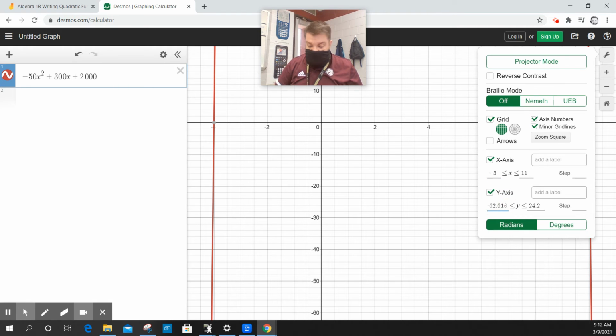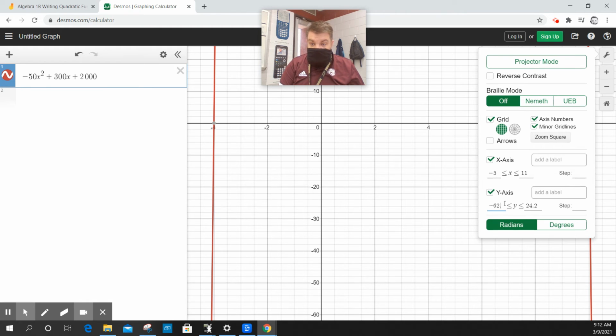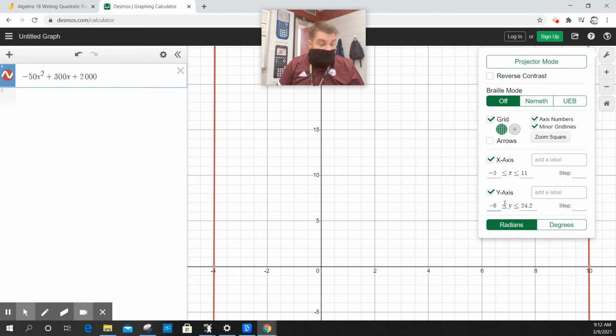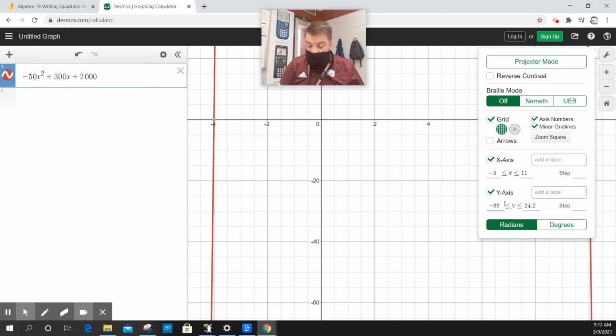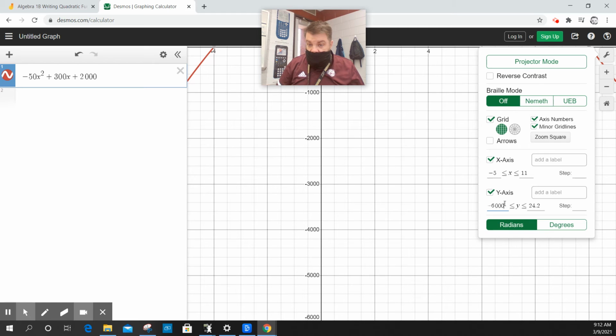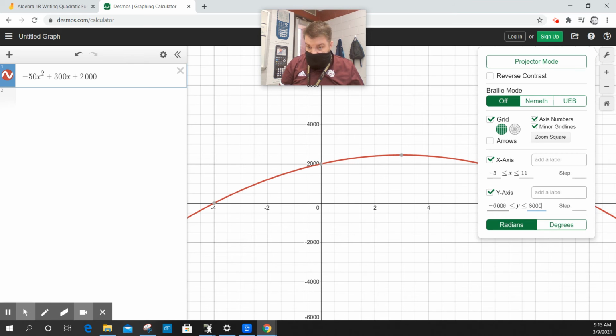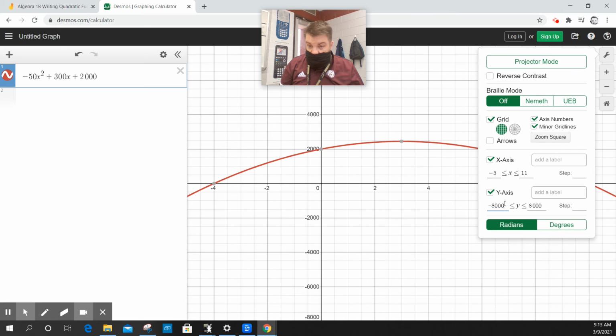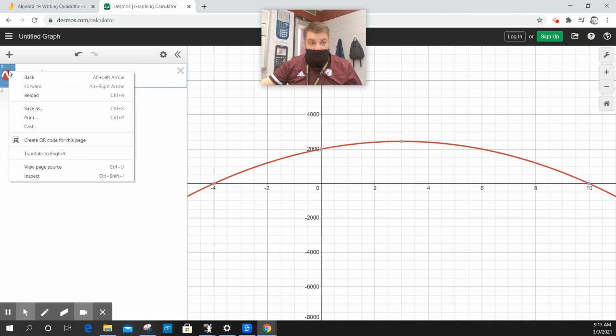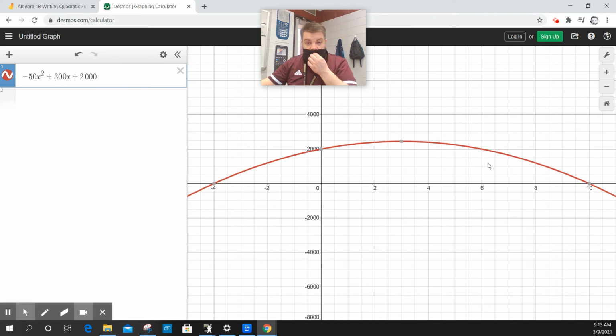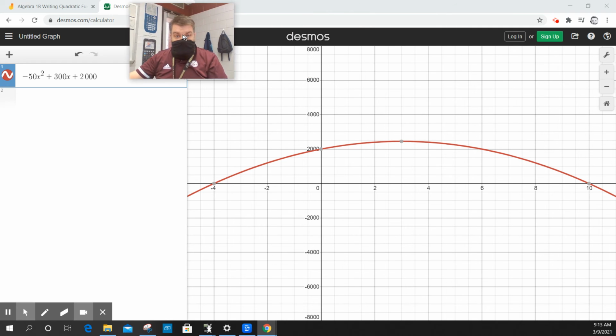I'm going to make my y-axis kind of big, so I'm going to make it from negative 6,000, and then actually I should probably make it negative 8,000 to 8,000. Yeah, that'll work out better. All right, and I'm going to change the color to blue. It doesn't matter. So anyways, here is my graph.